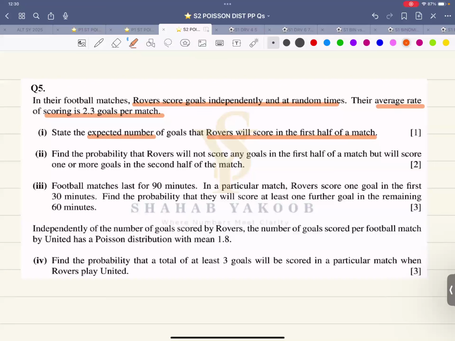Okay, now the very first thing, that is expected number. We know that expectation of X is lambda, so they're asking for lambda. So therefore, in one match, the team is scoring 2.3 goals. So in half a match, they will be scoring 1.35 goals. So that is the value of lambda. That is the first thing.